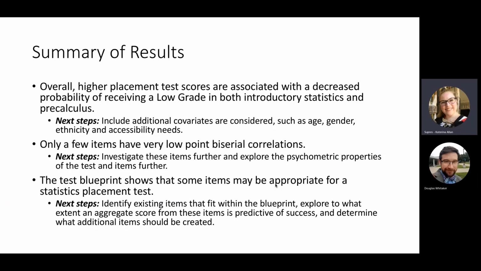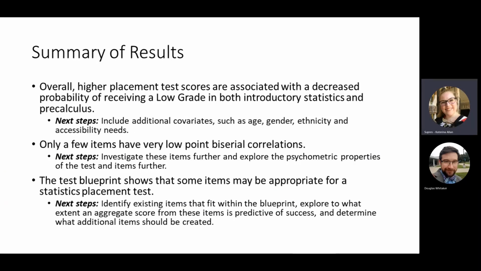Overall, higher placement test scores were associated with a decreased probability of receiving a low grade in both introductory statistics and pre-calculus. Next steps include adding additional covariates. Only a few items had very low point biserial correlation. Next steps will include further exploring psychometric properties of the test.